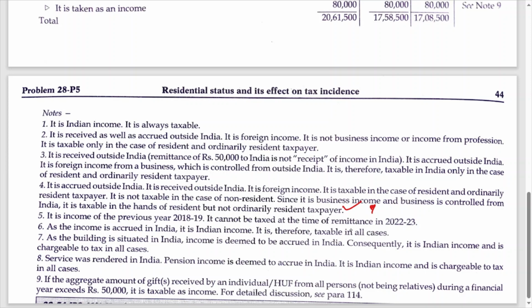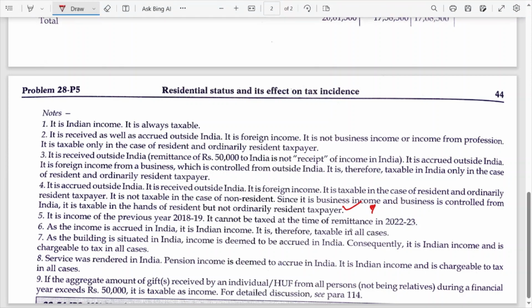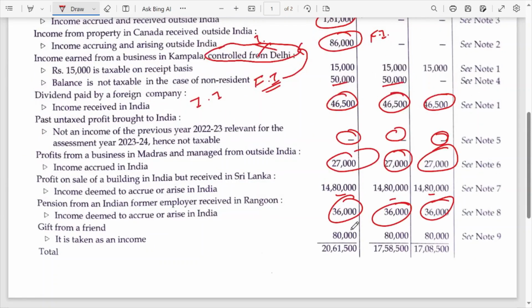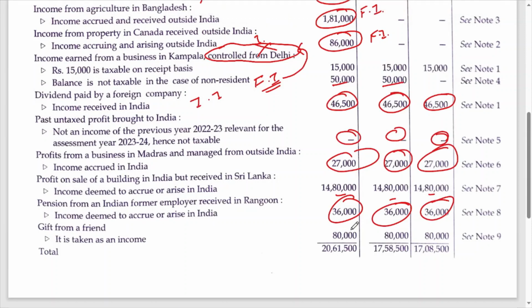So here we will read down one note. If the aggregate amount of gift or gifts received by an individual or HUF from all persons not being relatives during the financial year exceeds 50,000, it is taxable as income. So it means the whole amount becomes taxable. If it is less than 50,000 or 50,000, then we will put a dash here. But as it is more than 50,000, the full amount is taxable.